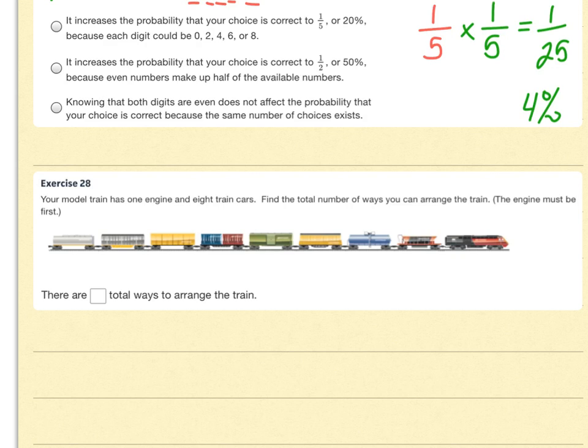Number 28, your model train has 1 engine and 8 train cars. Find the total number of ways that you can arrange them. We're going to use the fundamental counting principle here because I am definitely not going to make a tree diagram and list out all the possible combinations. That would take forever.